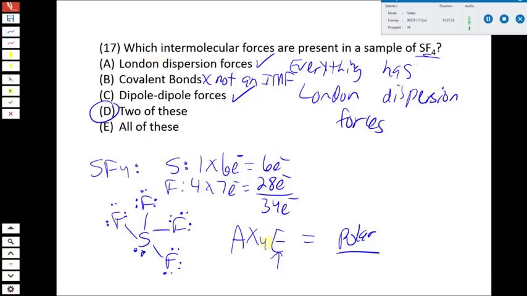AX4E? Are you in my section? No, yes, because this is how I covered VSEPR. Not everybody covers it this way, but basically it's the notation that allows us to classify the three-dimensional structure of this. So it's 4 atoms bonded to the central atom and 1 lone pair, so that gives us AX4E. And that tells us that it's a seesaw geometry, if we wanted to think about the geometry, and seesaw geometry will always give you a polar molecule. Anything else?